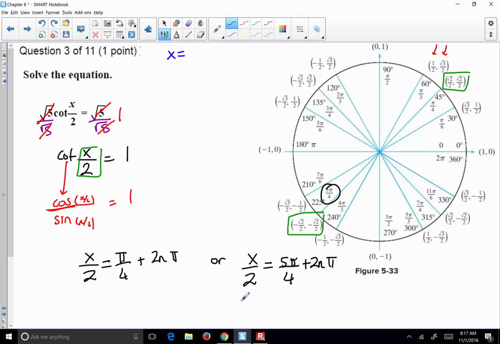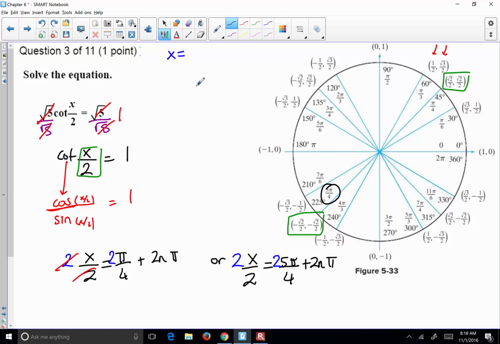Alright, what is next? Remember, we need to get x by itself. You found x over 2. So whatever you have inside, you set it into these angles, making cotangent 1. Now we are going to get rid of this half, 1 x over 2. What operation do you need to make? Multiply by 2. Like that.